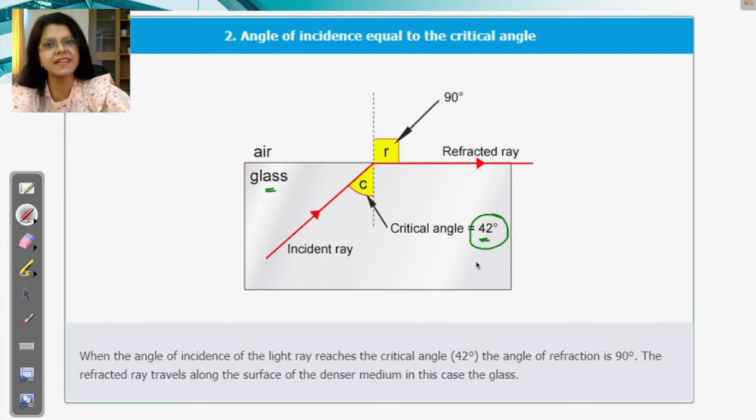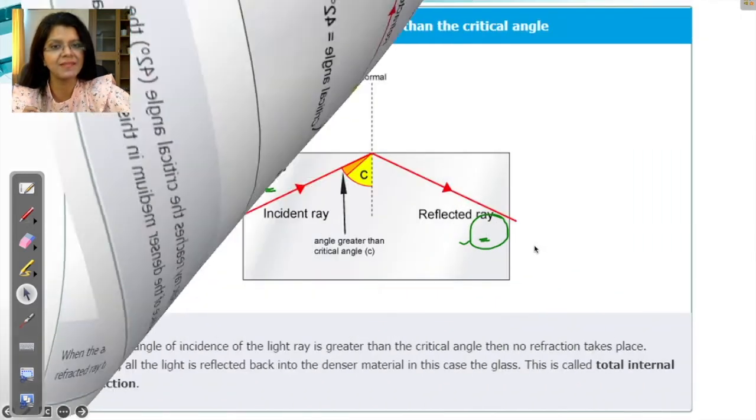For water, the critical angle will be something else. For oil, it will be something else. Different materials have different critical angles. On the screen, the critical angle value for glass is given. Do not get confused that 42 degrees is the critical angle for every substance. No, it is the critical angle only for glass. Right? So let us see what happens when the angle of incidence becomes greater than the critical angle.